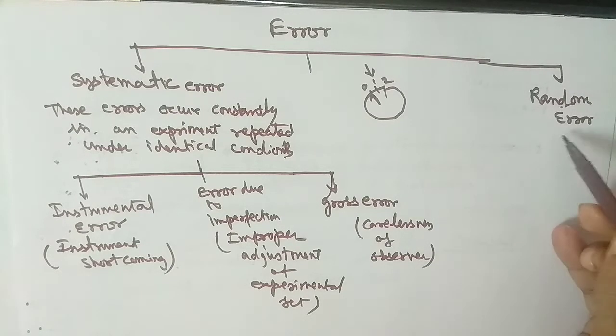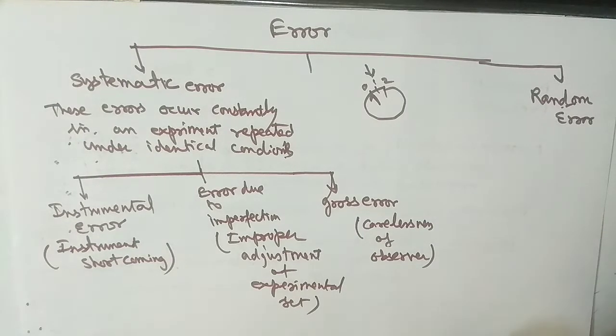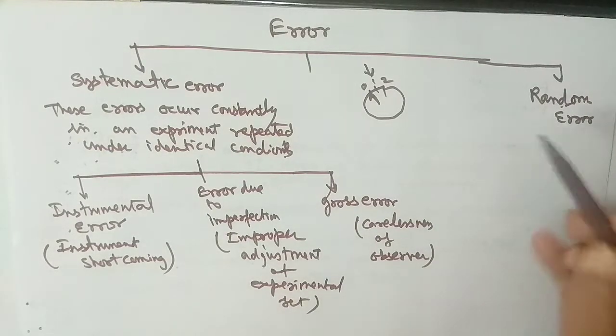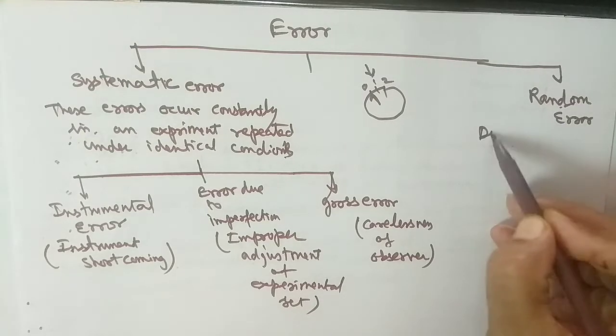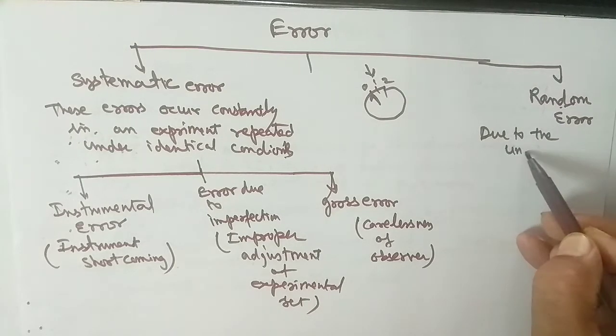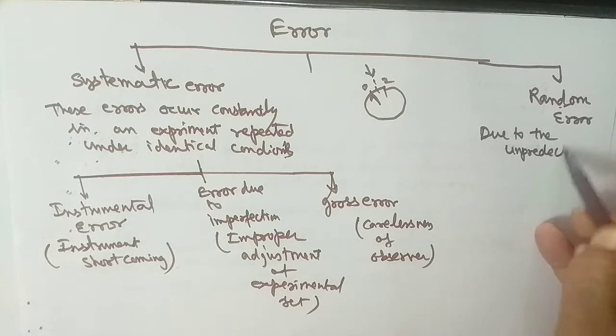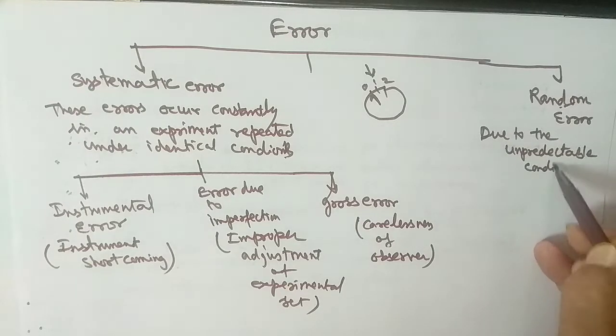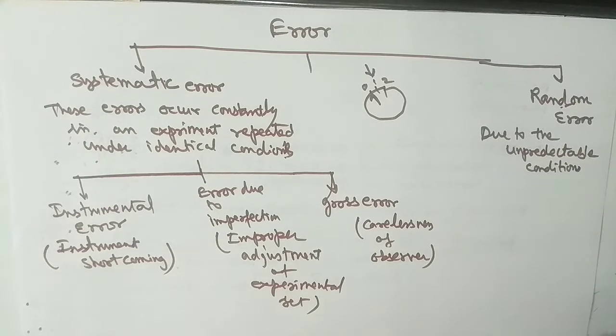Now come to random error. Random error, actually, is the uncertain, you can say it is due to unpredictable conditions. Okay, remember, it is due to unpredictable conditions, which are not in your control.